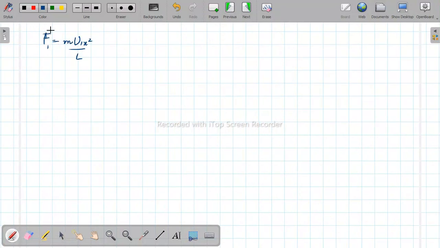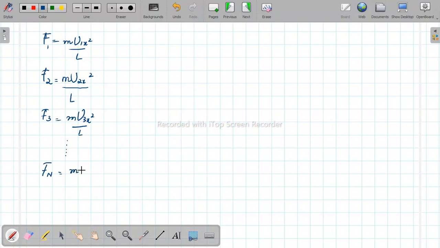If the force due to the first molecule depends on the mass of the first molecule, the square of the x component of velocity of the first molecule and the length of the container, then the force due to the second molecule must depend on the mass of the second molecule, which is m. We decided to drop the subscript, remember. Then the square of the x component of velocity of the second molecule over the length of the container. F3 becomes m v3x square over L, and so on till Fn becomes m vnx square over L.